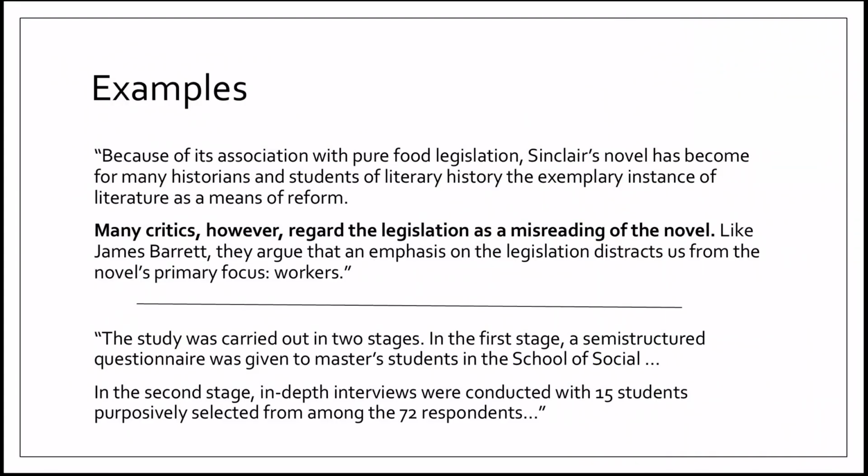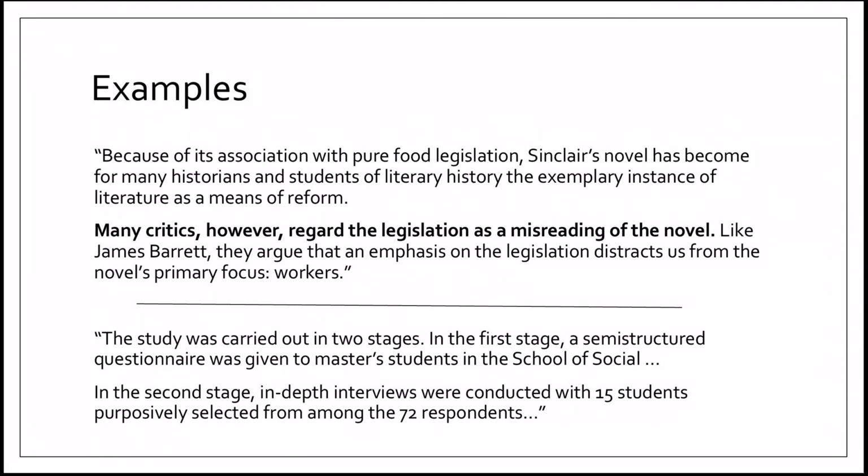And that's telling my reader, be looking out for these, and when you see a new one, that's going to be a transition to a new idea, right? Does that make sense? All right, so here are some examples. "Because of its association with peer-reviewed legislation, Upton Sinclair's novel became, for many historians and students of literary history, the exemplary instance of literature as a means of reform.